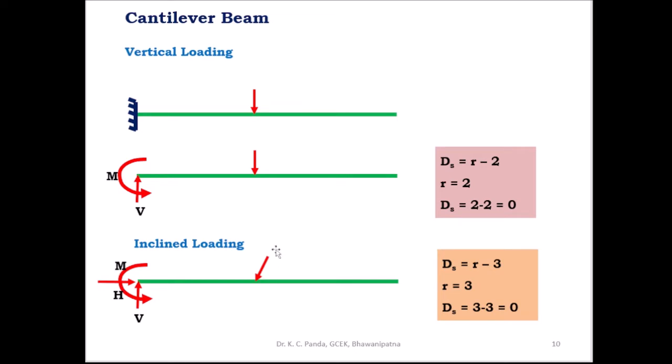Similarly, when the load is acting in the inclined direction at the fixed support, there are three reaction components: one horizontal, one vertical, and the moment. Here the degree of static indeterminacy can be determined using the expression ds = r - 3. Three reaction components at the fixed end, so r = 3, and ds = 3 - 3 = 0. This is the degree of static indeterminacy, whatever the loading, vertical or inclined. It is equal to 0, so this is a determinate structure.